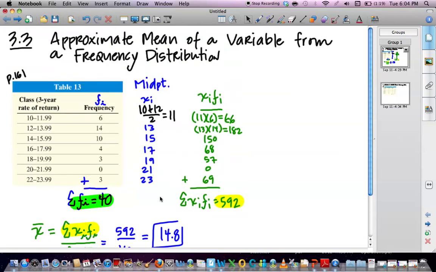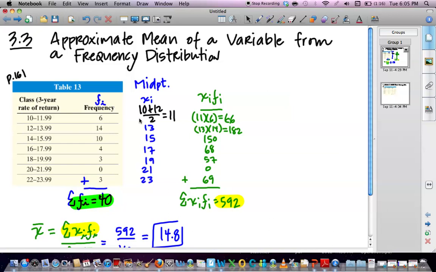And if you recall, we made ourselves some columns. In addition to the column of class, there was also a column of frequency, and we added that whole column up. There's also the midpoint of each class. And if you recall, you get the midpoint of a class by adding the lower bound of the first class to the lower bound of the second class. So 10 plus 12 divided by 2 is 11. 12 plus 14 divided by 2 is 13, etc.